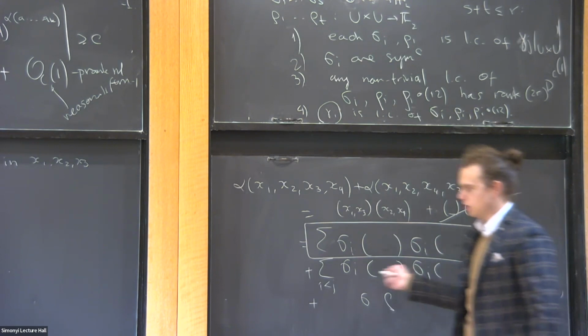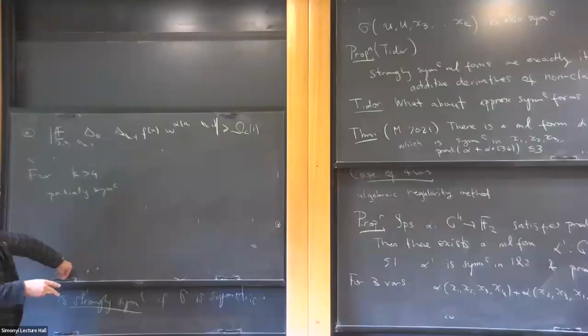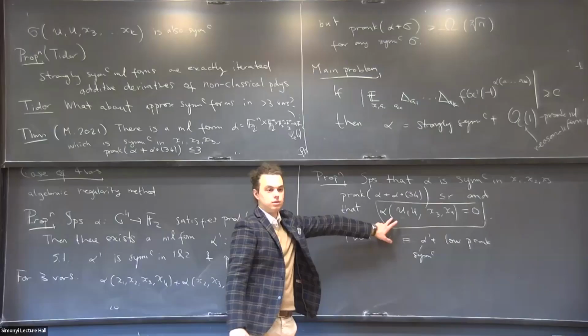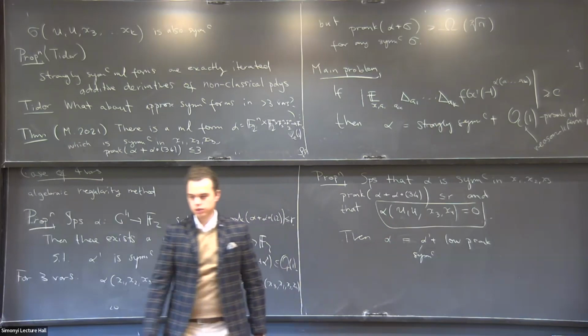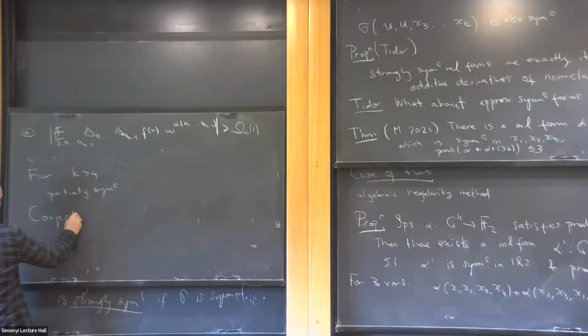But this problem with two copies of the symmetric form persists in hierarchies. And you can no longer, for algebraic reasons, kill it by a simple condition. So really, the only problem which remains to be solved is the following conjecture.